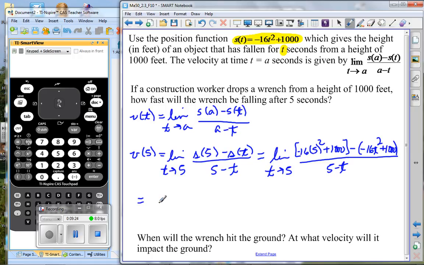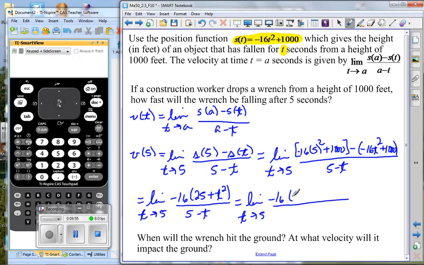If we look at this, we would have the limit as t approaches 5, and I'm going to simplify this to negative 16 times 25 minus t squared, divided by 5 minus t. You can go through and do the calculations there. This would be the limit as t approaches 5 of negative 16, and we can factor this as 5 plus t and 5 minus t, divided by 5 minus t.